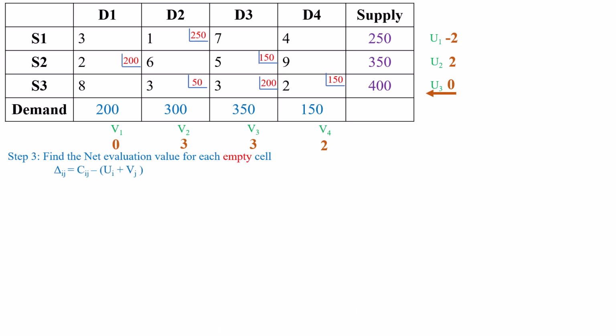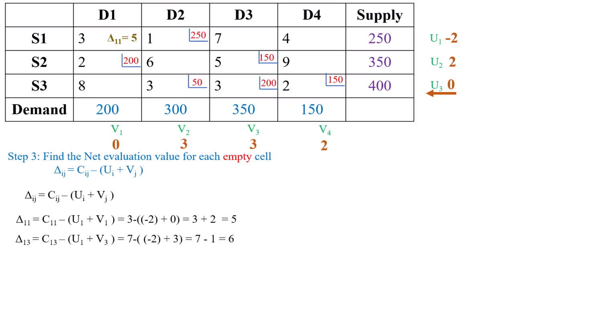Next we determine the delta values for the empty cells. The first empty cell is 1 1, S1 row and D1 column. Delta 1 1 equals C11 minus of U1 plus V1. Substitute all these values, we will get delta 1 1 value as 5. Next empty one is the first row and third column, delta 1 3. Here also substitute C13 value and U1, V3 values, we will get delta 13 equal to 6. Next one is delta 14. Here also we know the C14, U1 and V4 values, substitute, and we will get delta 14 equal to 4.